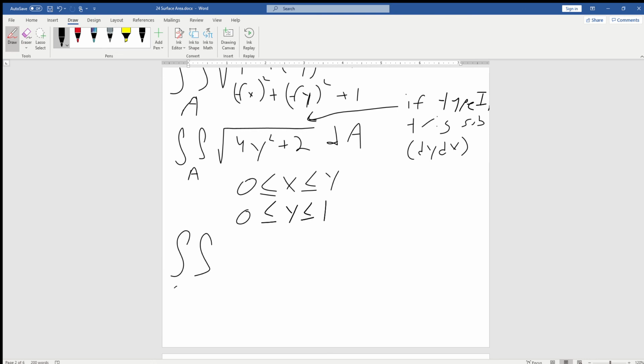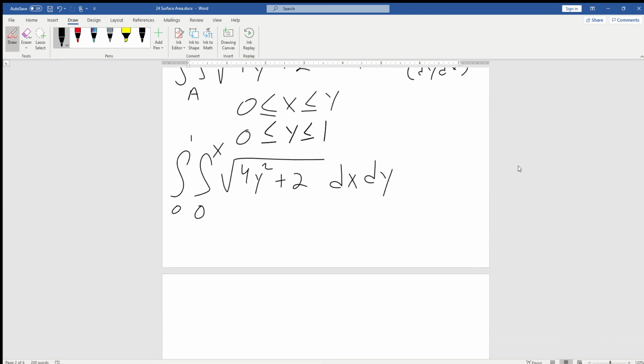is going to be 0 to 1, 0 to x, square root of 4y squared plus 2, and then we're going to have dx dy. Fortunately, there are no x's whatsoever in the original integrand, so this makes it really easy. Oh, excuse me. I goofed the bound, so this is going to be 0 to y. There we go.